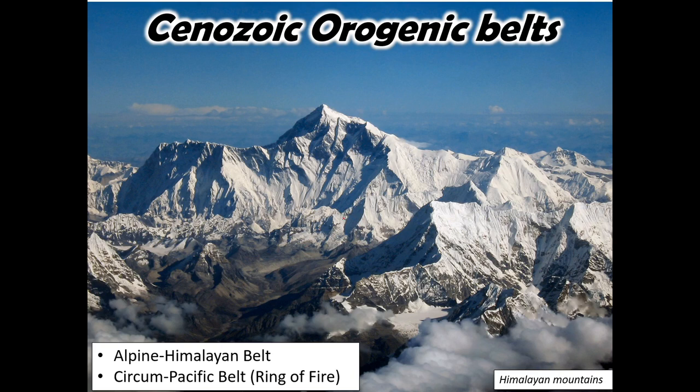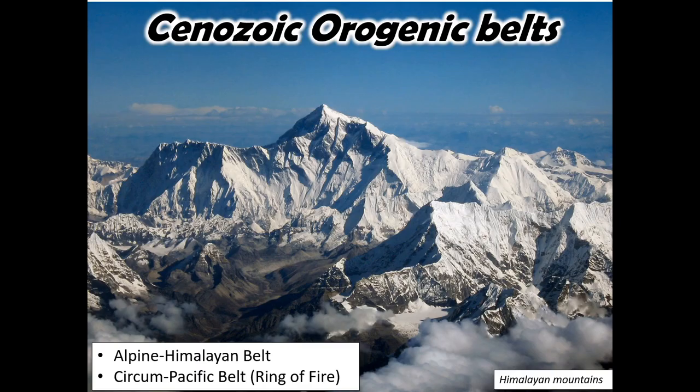So let's talk a little bit about Cenozoic orogenic belts. Okay, so mountain belts that have been developed during the Cenozoic. This stunning picture is of the Himalayan mountains, which are the tallest mountains in the world right now. Of course, they're not the tallest mountains to ever exist, but they are probably pretty close. Okay, so they're very, very large mountain belts.